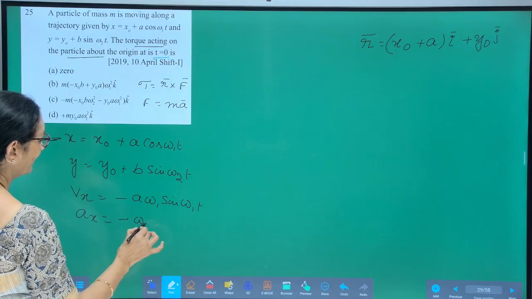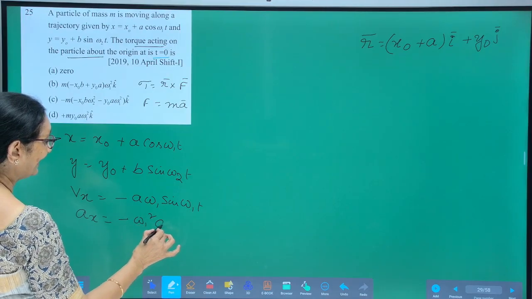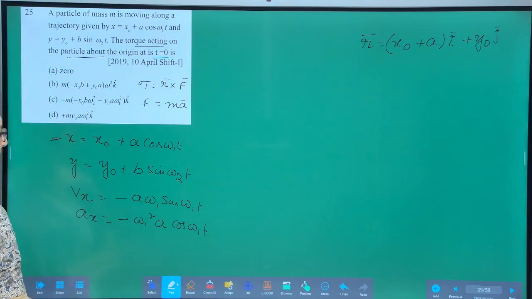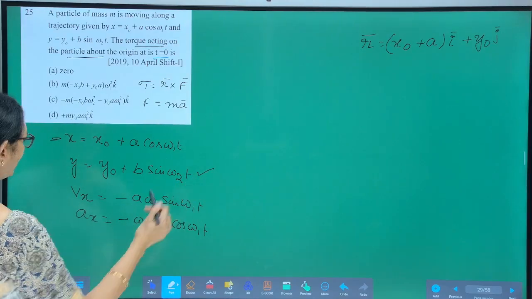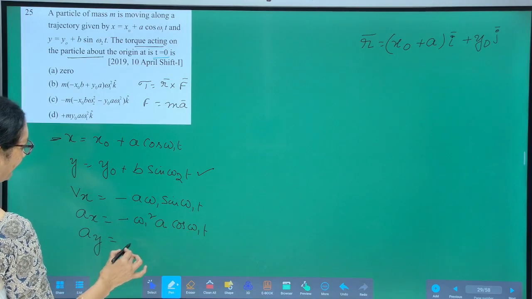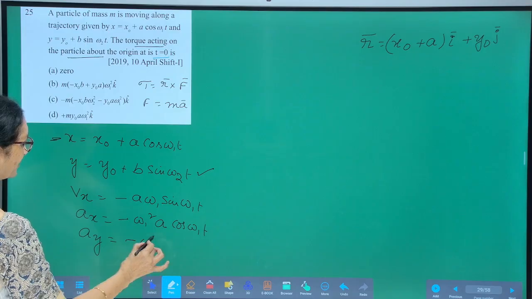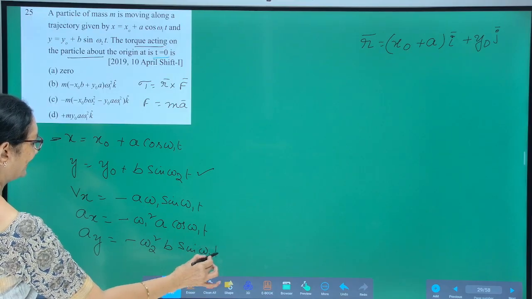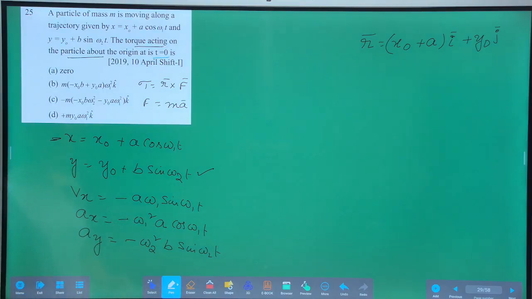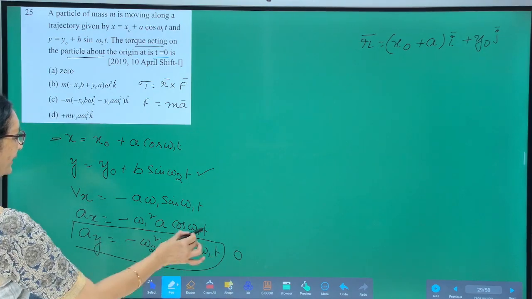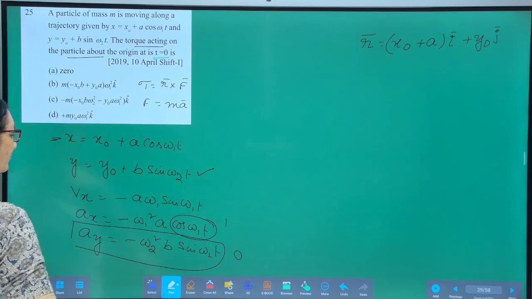So, minus omega 1 square a cos omega 1 t. Exactly in the same way, if you differentiate this twice, the acceleration component becomes minus omega 2 square b sin omega 2 t. At t is equal to 0, this term, the entire term, becomes equal to 0 and this term becomes equal to 1.